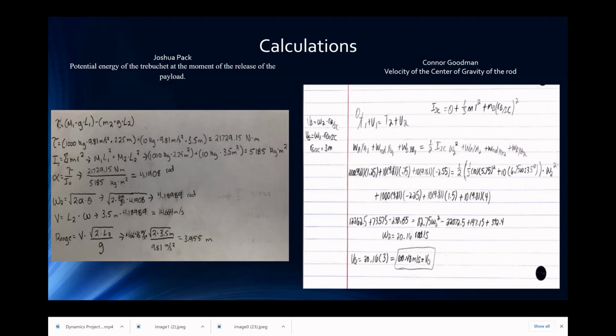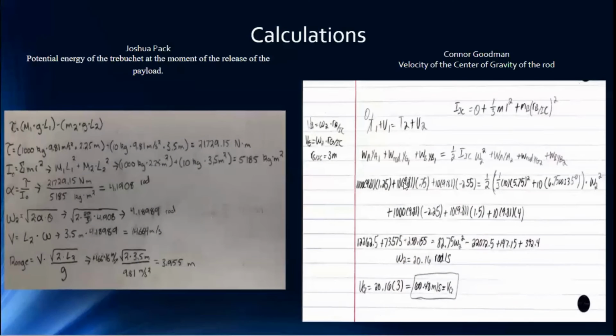From there, I found the velocity by L2 times omega, and then from that, I could find the range of the projectile by taking the velocity and multiplying it by the square root of 2 times L2, all divided by gravity. So for my calculations, I used the conservation of energy equation, as you see here, T1 plus V1 equals T2 plus V2.